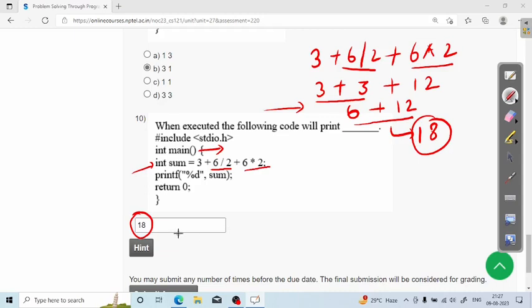I hope you have understood how we are getting the answer as 18. And guys, this is a very simple expression for understanding operator precedence and associativity. I'm sure you will get more questions in future. So let's keep in mind the precedence rule and associativity rule so that you can solve similar questions.